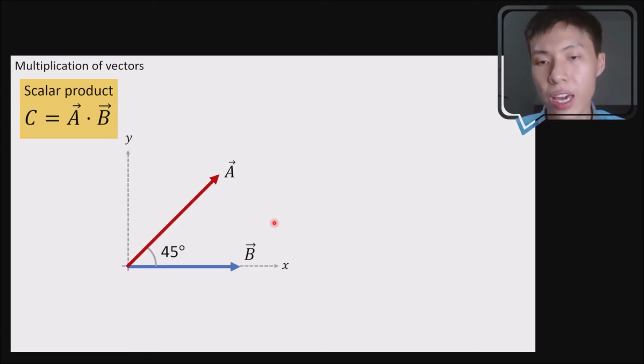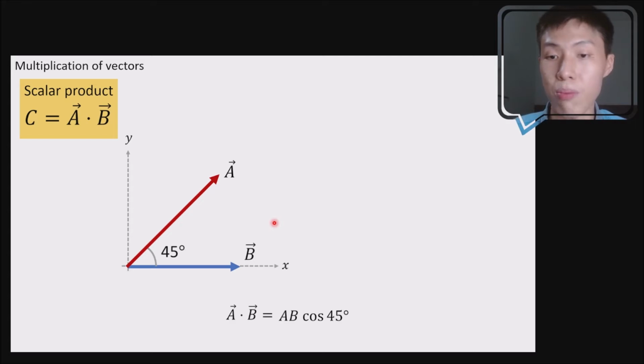If today we have vector A and vector B and we want to find the scalar product, we know that the formula will be AB cos 45 degrees. We have discussed this in the previous video. But what are we actually doing when we are doing AB cos 45 degrees? Let's try to rearrange this equation to give it a little bit of meaning.